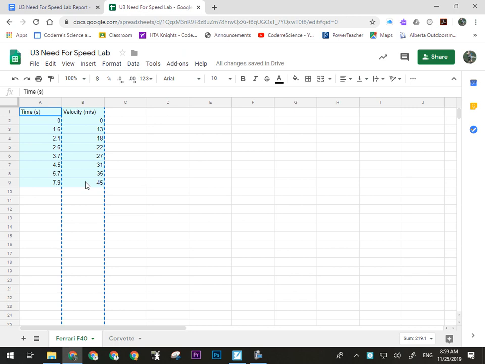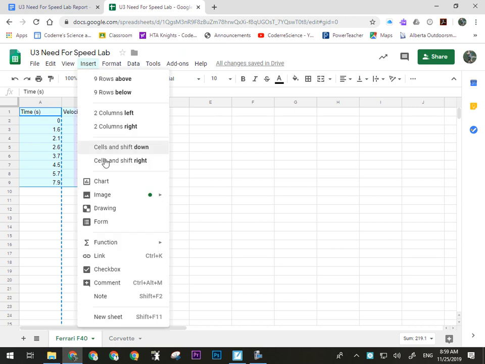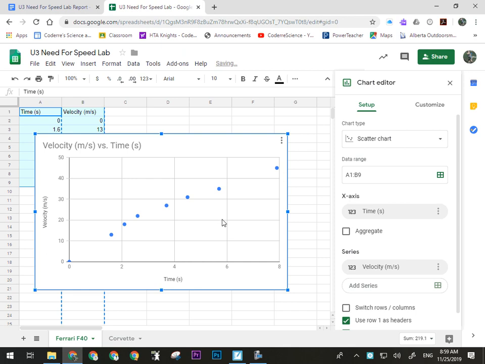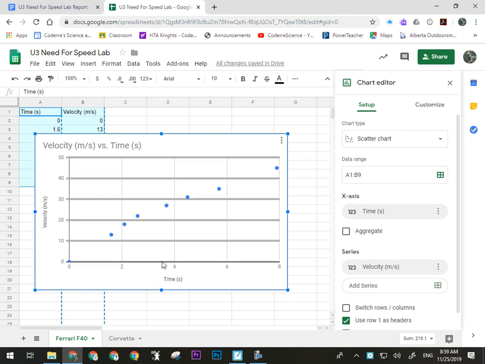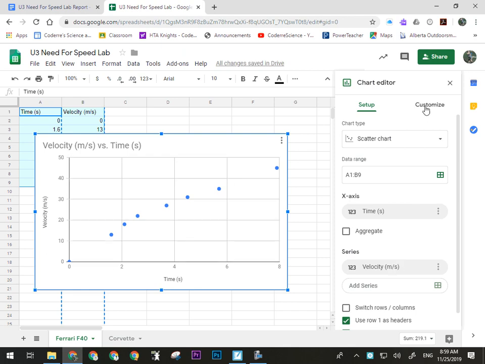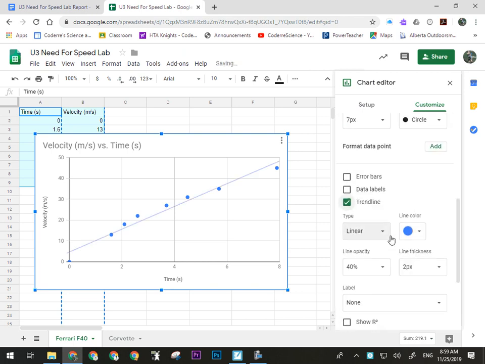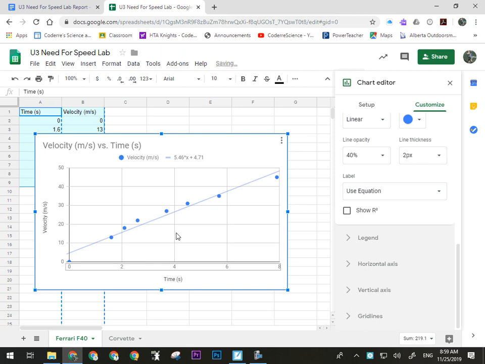You highlight them all, insert your chart, put in your best fit line, same as before. So, your series, put in the trend line. Get the equation. And you've got everything for each car. Shouldn't take you very long, right? We got to build that graph in 2 minutes. So, how about it?